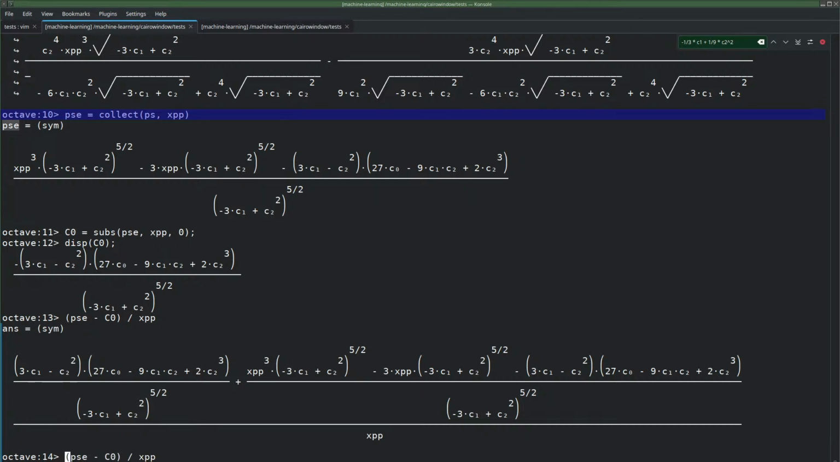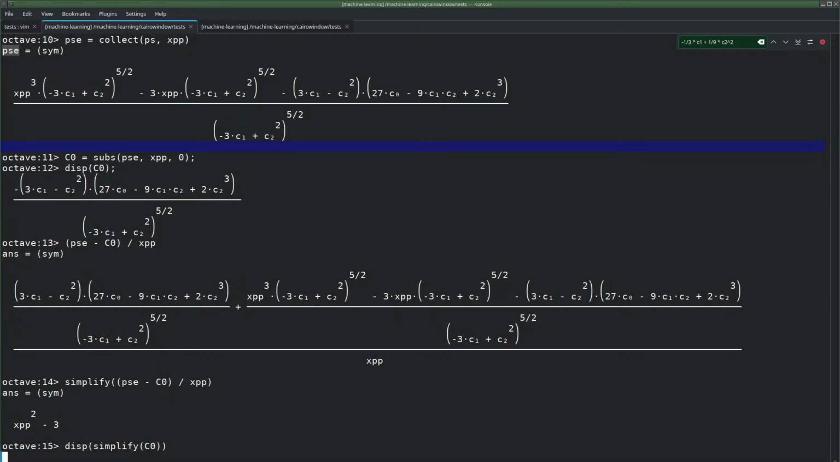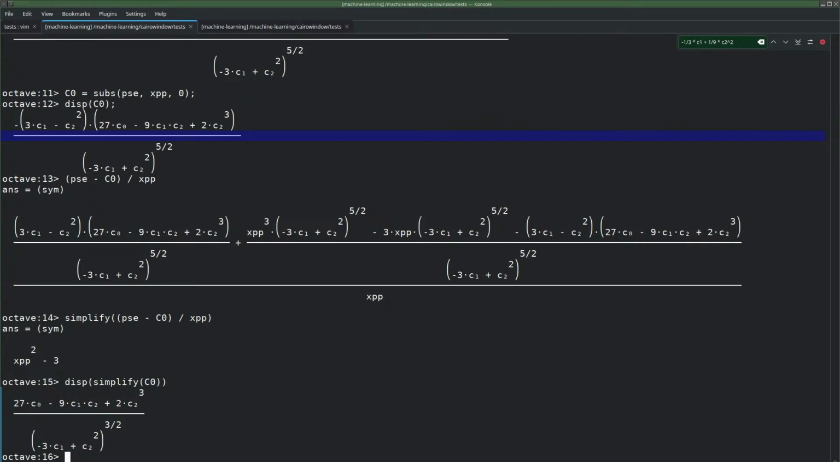Really? You have to tell it to simplify stuff, otherwise. And then we get something simple. Right. So yeah, let's do display and simplify C0. That's as good as it gets, I guess.